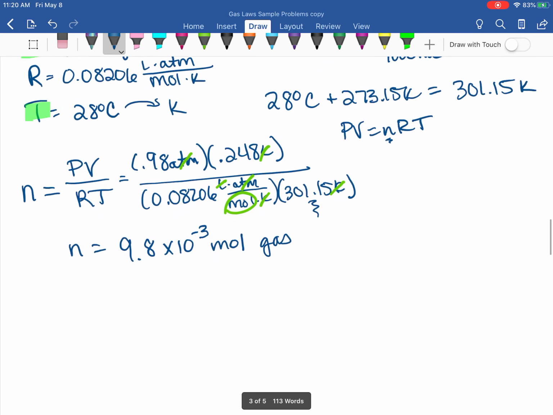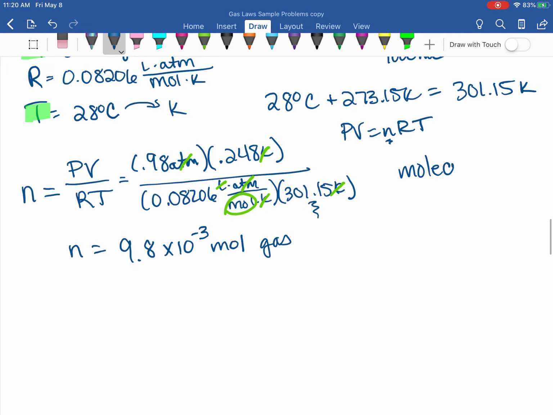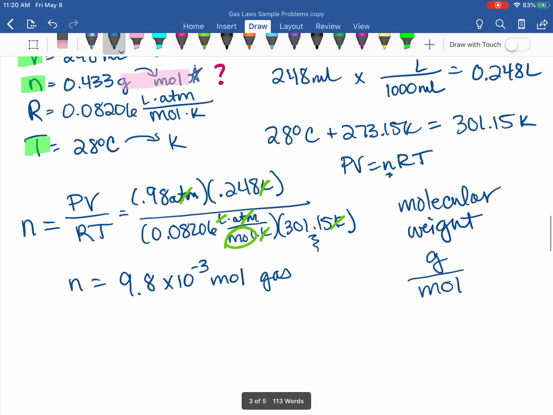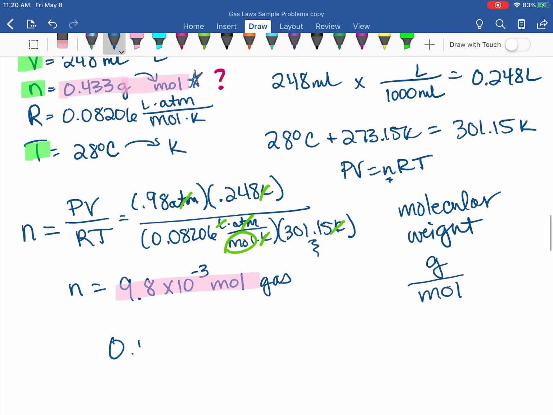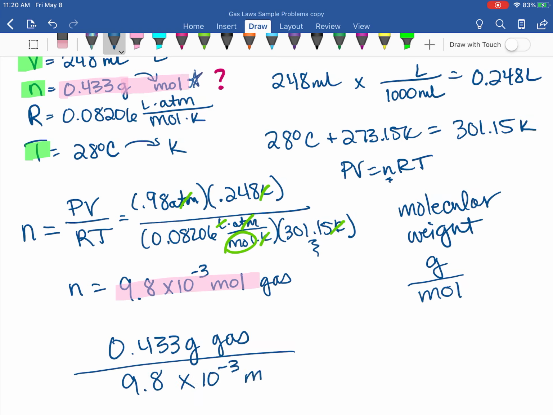And now our question's asking us the molar mass. Well, what are the units for molar mass or molecular weight? We just did this in the last unit. So our molecular weight, remember our units, are grams per mole. Okay, well, we actually just solved for moles, and we were given grams. So let's just plug it in. We were given that 0.433 grams of whatever this gas was is actually going to give us 9.8 times 10 to the negative third moles. So let's do that division, and that is our answer.